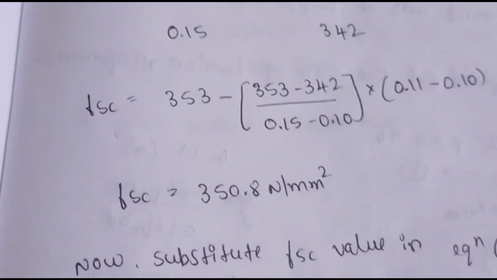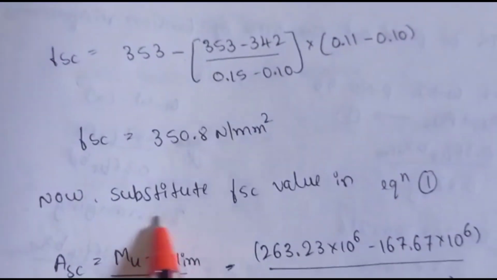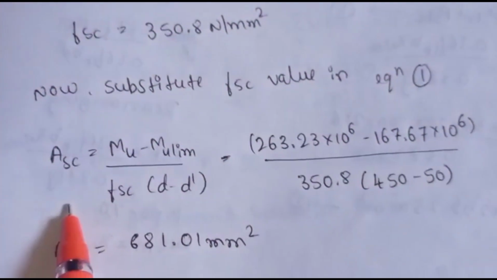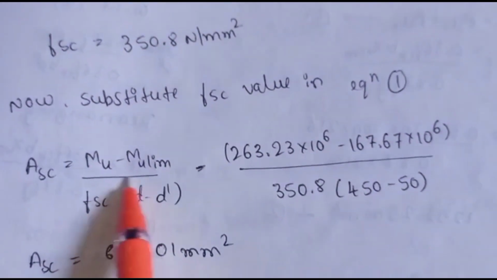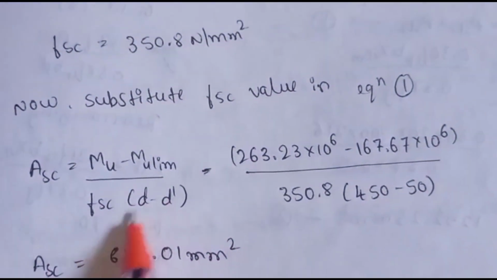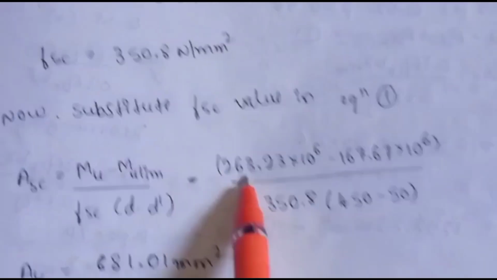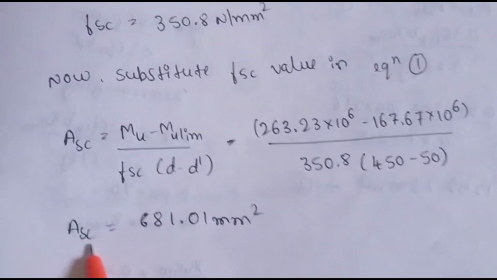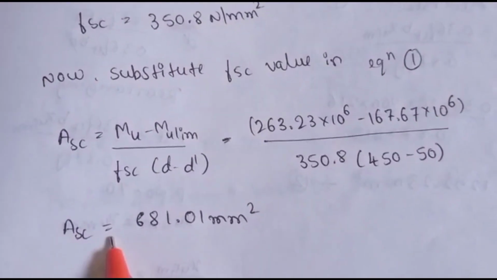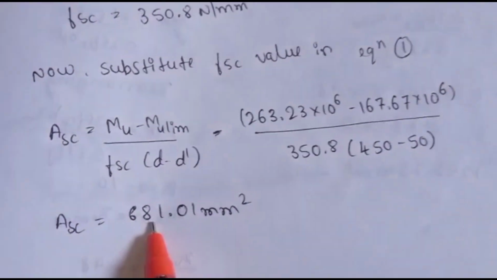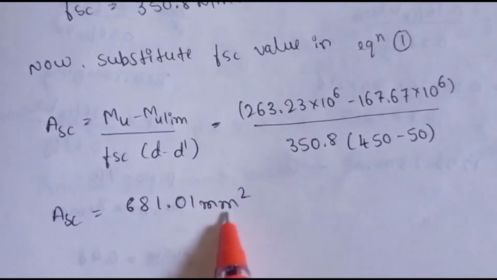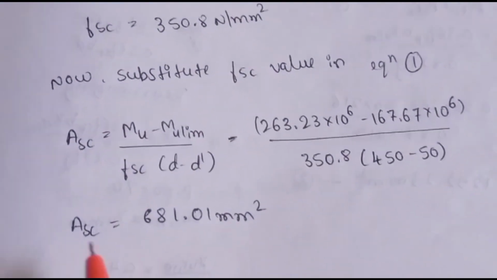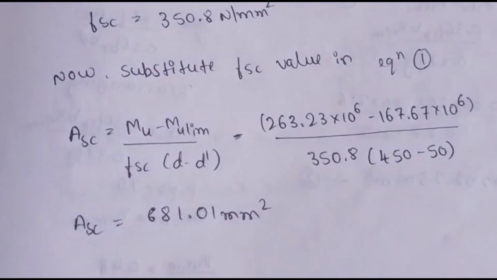Now substitute the Fs value in equation number 1, that is Asc is equal to Mu minus Mu limit divided by Fsc times d minus d dash. Substitute all the values and simplify. After simplifying, we get our Asc, the area of compression reinforcement, is equal to 681.01 mm square. This is how we calculate the Asc value.